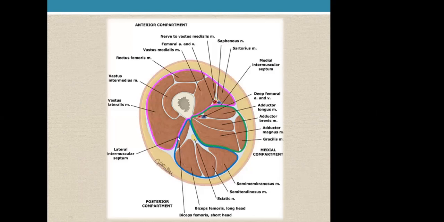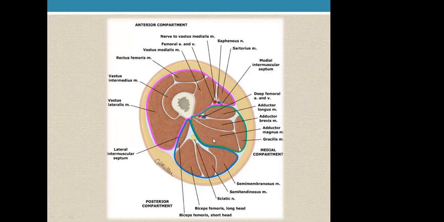This is the picture which shows the compartments. This is the anterior compartment, and we can see this is the sartorius muscle, which lies superficially. This is the vastus medialis, lateralis, and intermedius, and this is the rectus femoris.